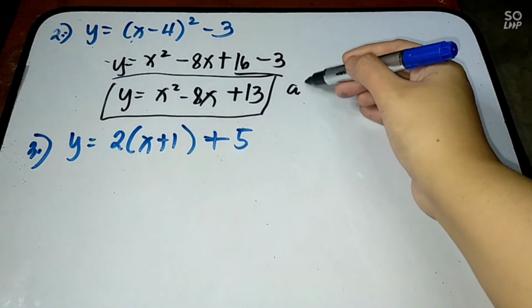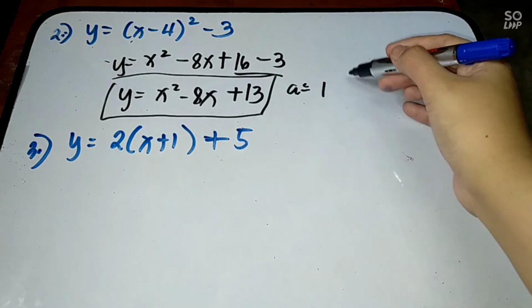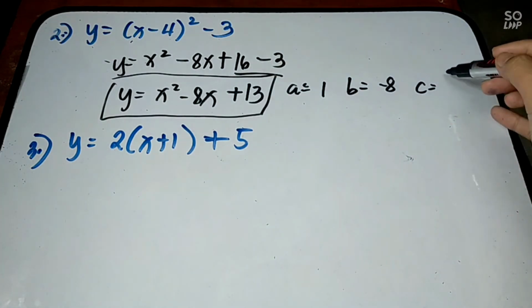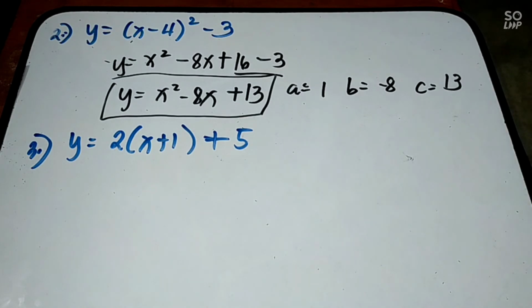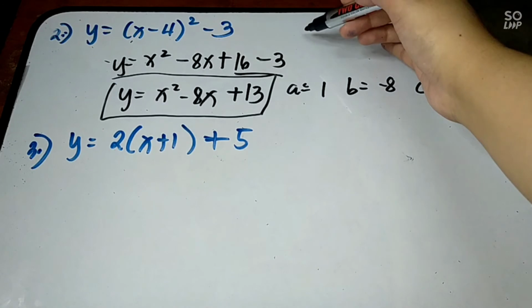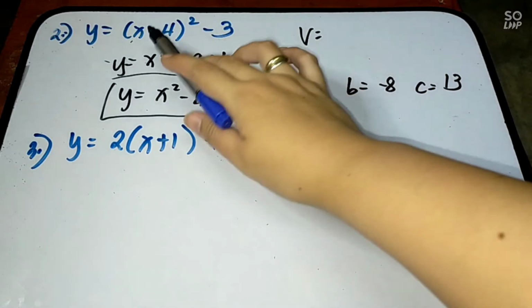If you are going to find your A, we have here 1. Your B, we have here negative 8. Your C, we have here positive 13. Is it clear? What if you want to get the vertex? So, it's simple. If you want to get the vertex, this is it.